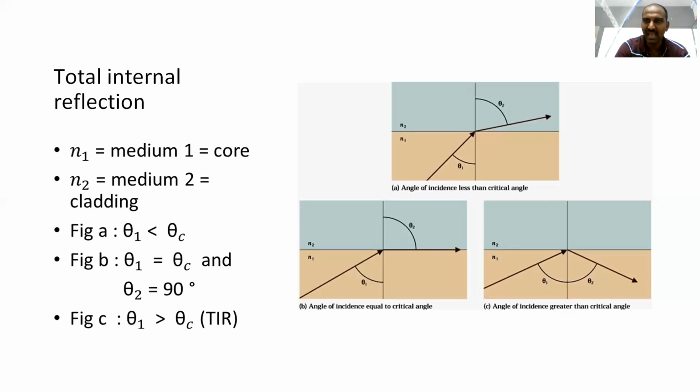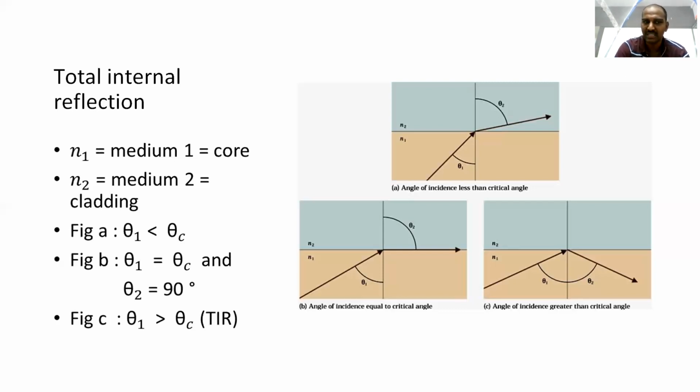In that case, the angle of incidence itself becomes the critical angle of incidence. Here theta 1 is the angle of incidence in the core medium, and theta 2 is the angle of refraction in the cladding medium. Observe here, the angle of refraction in the cladding medium is exactly 90 degrees. That's why the critical angle of incidence is equal to the angle of incidence. But in both cases, total internal reflection is not possible. In order to achieve total internal reflection, theta I must be greater than theta C.